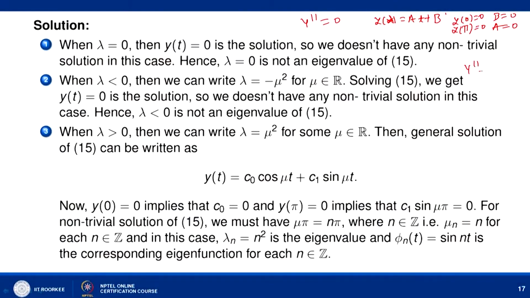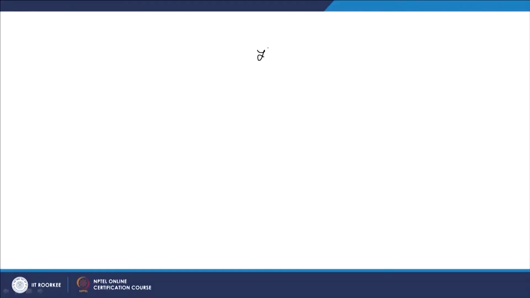Now let us consider the next case, lambda less than 0. When lambda is less than 0, we can write lambda as minus mu square, where mu is some real number, and solving this we have the equation y double dash minus mu square y equal to 0, and we already know the solution of this. Let me write it: y double dash minus mu square y equal to 0.